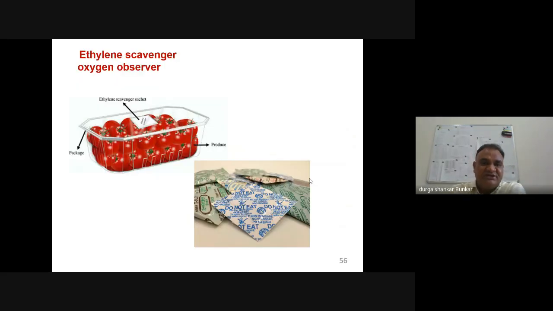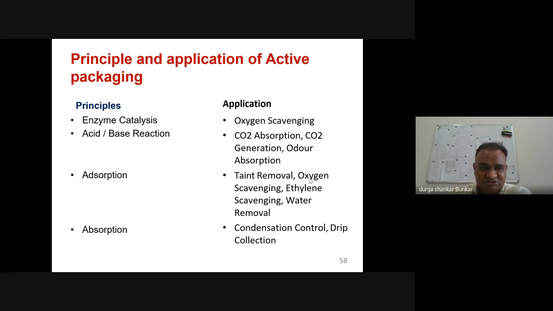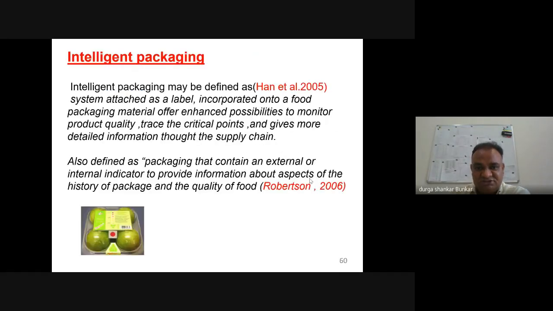These are other examples of the ethylene scavenger and the oxygen absorber. These are some principles that take place during active packaging, and these are the applications, like oxygen scavenging, oxygen permeation, and how we can enhance the barrier properties. So this is the principle related to these concepts, and the applications are reported in the results of various research studies.